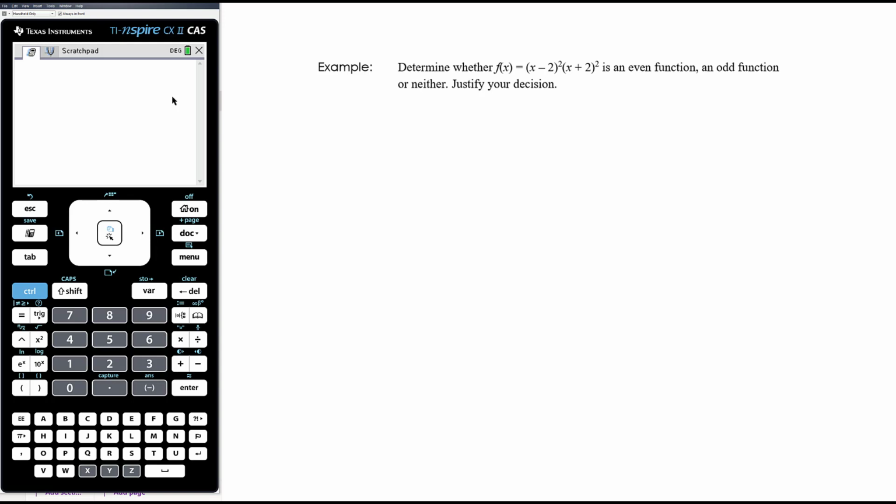In both instances, when we're testing for even or odd, we want to think about what happens when we do f of negative x. Does it equal negative f of x, in which case it's an odd function, or does it equal f of x, in which case it's an even function, or is it neither of those things, in which case it's neither odd nor even? So we want to work this out. So it's going to be negative x minus 2 all squared. So all I'm doing is replacing all the x's with negative x's, and negative x plus 2 all squared.